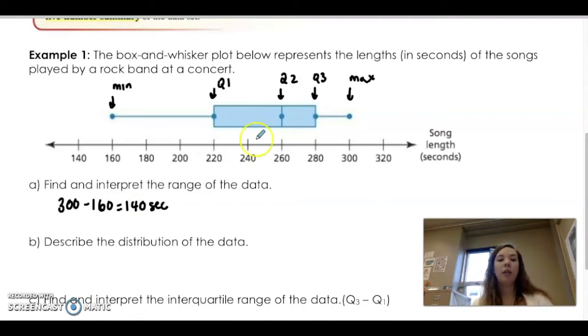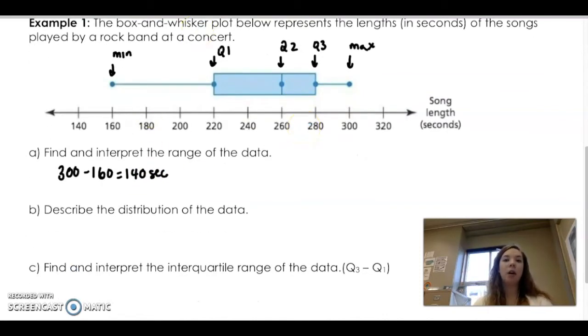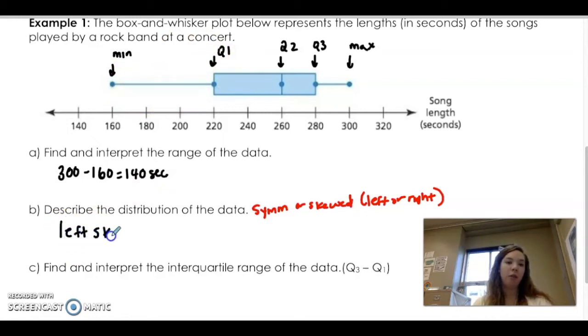Then it says describe the distribution of the data. So remember, our choices are symmetrical or skewed. And then that would be left or right. In this case, we're not symmetrical. Our whiskers are definitely not the same length. Our box doesn't have the median right in the middle, so it's not symmetrical. This would be left skewed because the tail of our data, the longer tail, is on the left. Okay, so for our answer here, we have left skewed.